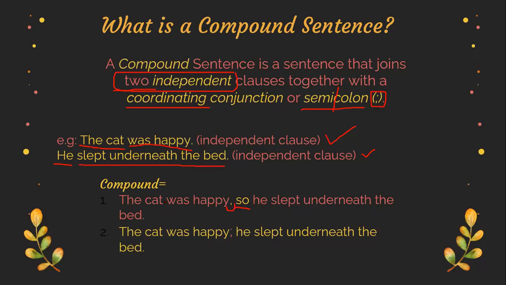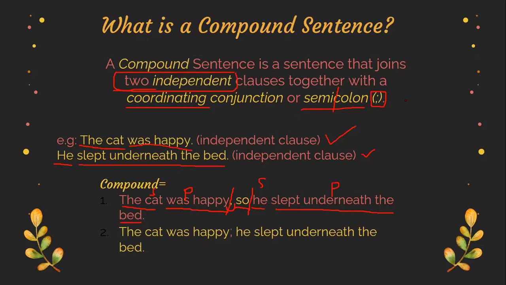Let's check something. The first part ends here, and the second independent clause starts. The cat was happy. It's the same. I still have one subject, the cat, and a predicate, was happy, with a complete idea. I didn't change anything with the sentence. The second part: he is the subject, and the predicate is slept underneath the bed. I didn't change anything with the independent clauses. I just joined them together, connected them together. How? I added a comma, as Karim said, with "so."